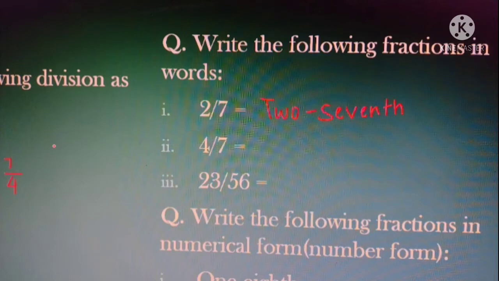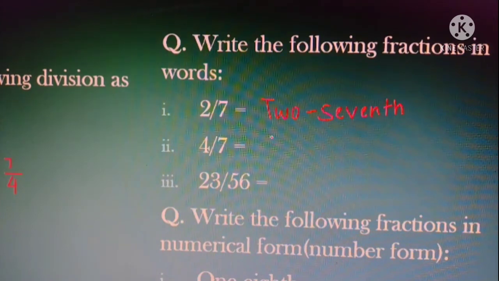Okay? Here also the same thing. The numerator, that is 4, you have to write as it is. And the denominator, that is 7, you have to write 7th in its ordinal form. And in between you have to give one hyphen.